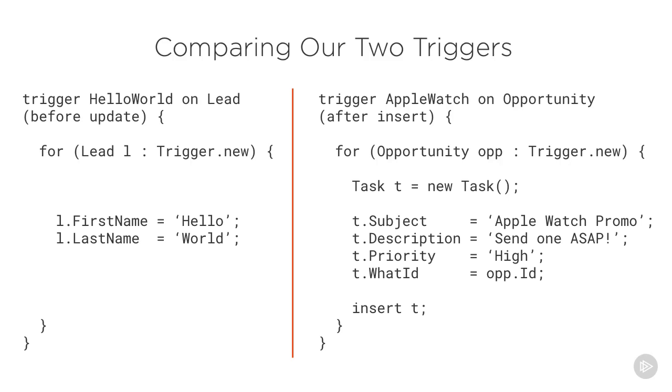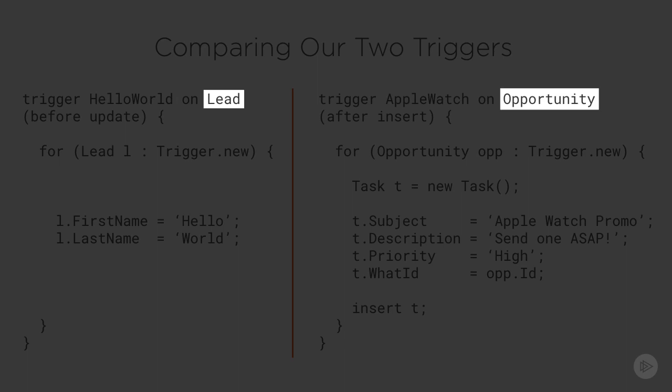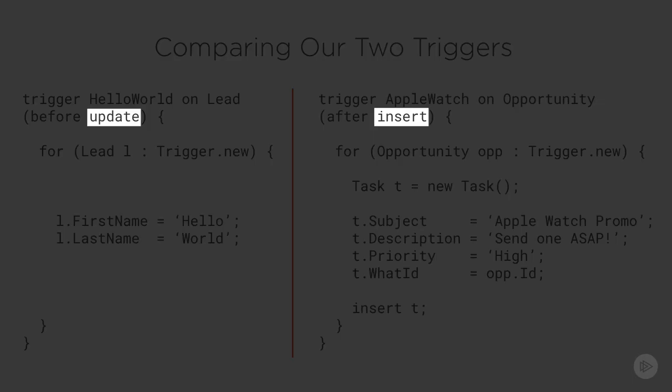Now let's take a look at where they differ. First, they each have a unique trigger name. No surprises here. Next, they each run on different objects. Also, no surprises here. Hello World runs whenever its object records are updated, and Apple Watch runs whenever its object records are inserted.